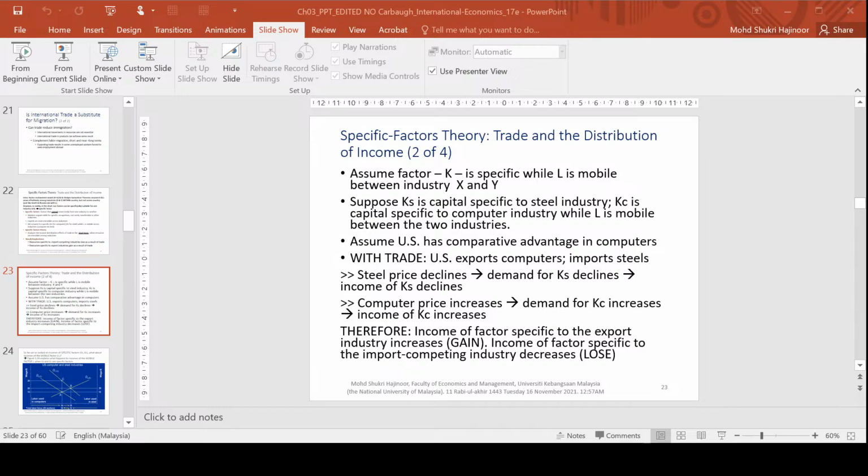So far, we have looked at incomes of the specific factors KS and KC. What about incomes of the mobile factor? We have not looked at what happened to the income of the mobile factor. The owner of labor, who? Laborers themselves. The figure here explains what happens to the income of the mobile factor, which is labor, when KS and KC are specific.